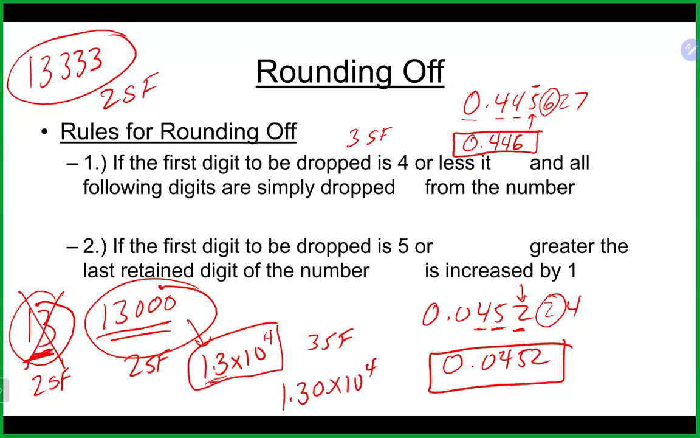How many significant figures would that have? I have 3, too many, right? Also, why I would not want to write 1.3000 times 10 to the 4, because then it would have 5 significant figures. So again, you got to watch that out.